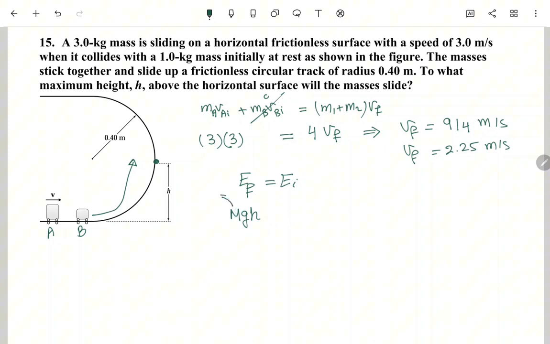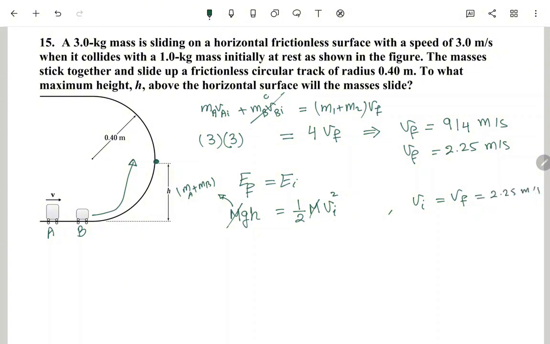And remember, m here is the total mass, which is ma plus mb. But in this case, it doesn't matter because it cancels out. So equal to E initial, it's just kinetic energy, half m v initial squared. So mass cancels out with mass. Now v initial for the second stage is actually the v final for the first stage, and in this case v initial equals v final, or 2.25 meters per second.